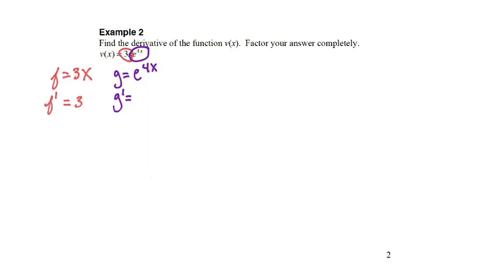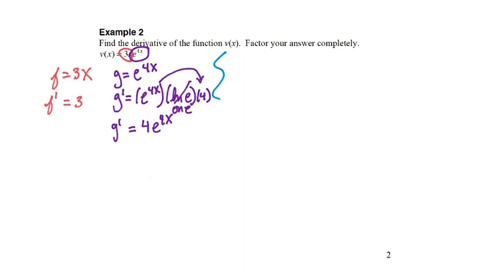So we have to use the exponential rule that says first copy the question, so e to the 4x. Take the natural log of the base, which in this case was e. Take the derivative of the top, which is 4. And then don't forget that the natural log of e was 1. So I actually didn't need to write that, but we do tend to rewrite this as 4 e to the 4x for our derivative of g.